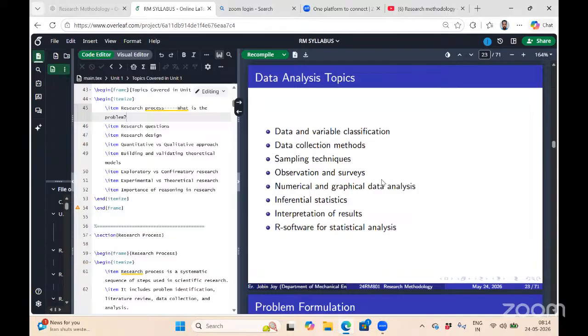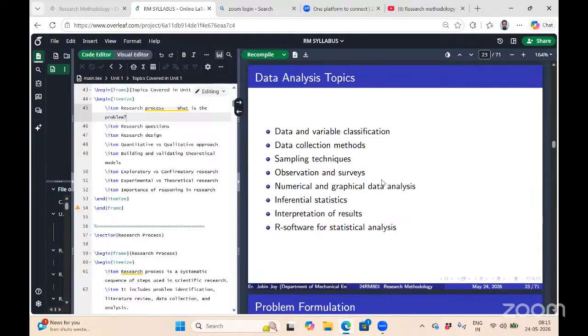Observations and surveys. Observation means the researcher will directly observe the behavior or directly see the event, and after observation he will be seeing all those things and recording all those things. That is what is called observation. And in surveys, the researcher will give some questions, or he will be asking questions in interviews. Through that, he will be collecting data. That is what is called observation and surveys.